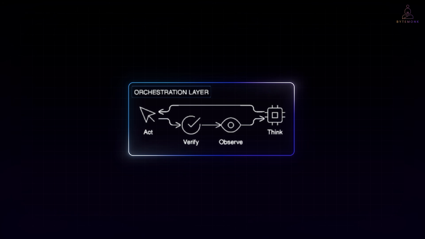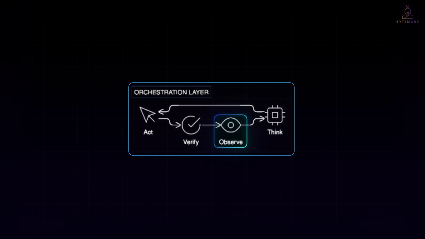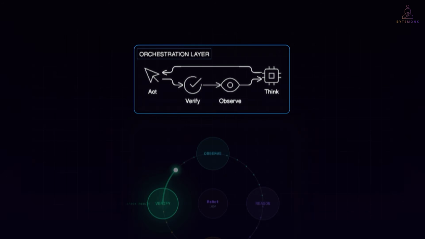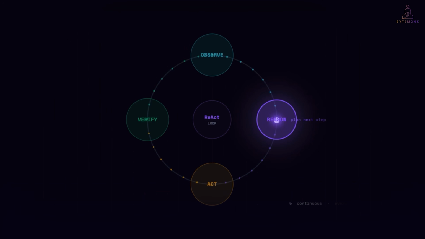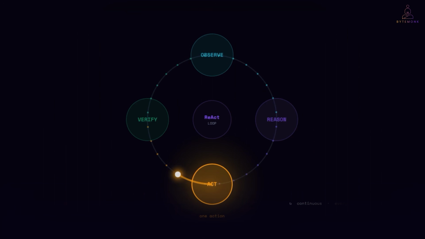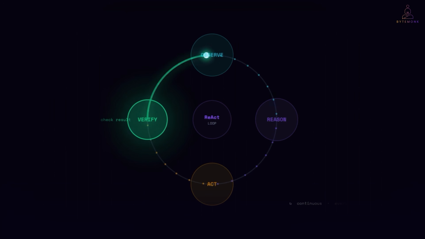The second layer is the orchestration layer. This is where the agent decides what to do next, observing the page, reasoning about the next action, executing one step, validating the outcome. ReAct uses a ReAct-style loop for this today, but the key point is the pattern. Observe, reason, act, verify, repeat. Every workflow runs as a continuous cycle. Observe the page, reason about the next action, execute one step, validate the outcome, and then loop again.